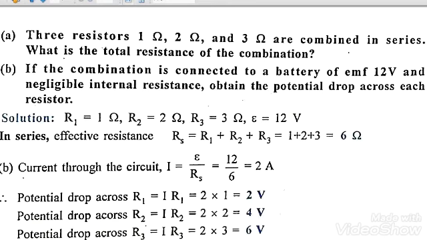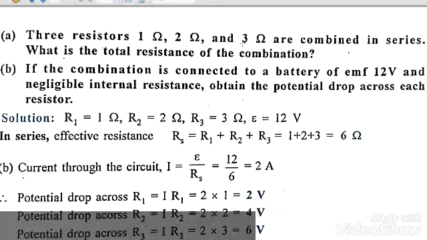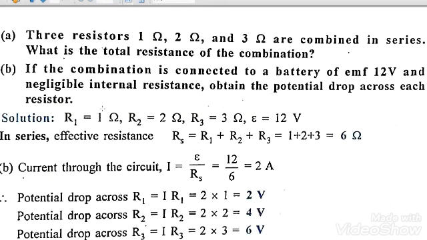Here they have given 3 resistors, 1 ohm, 2 ohm, and 3 ohm. We are taking them as R1, R2, R3, and they are combined in series. Already we know that for series, the effective resistance, taken as Rs, is equal to R1 plus R2 plus R3. Here R1 is 1, R2 is 2 and R3 is 3. Then that sum is equal to 6 ohm. In this first question, the total resistance of the combination becomes 6 ohm.